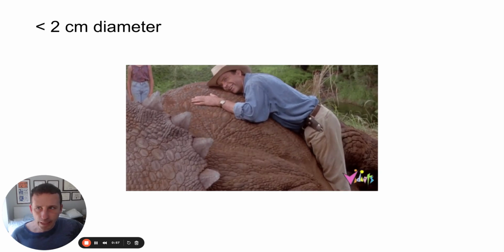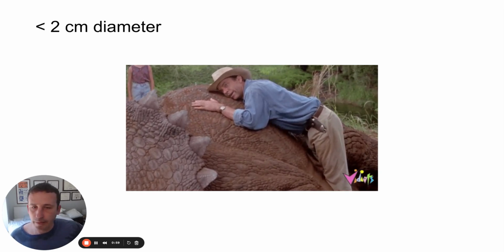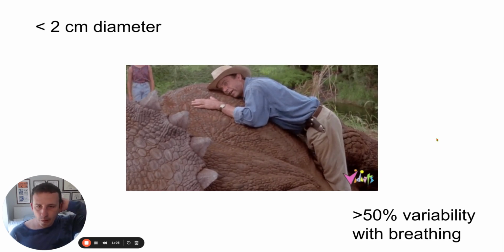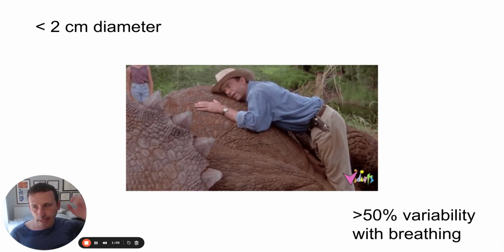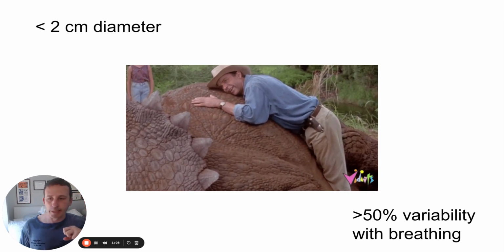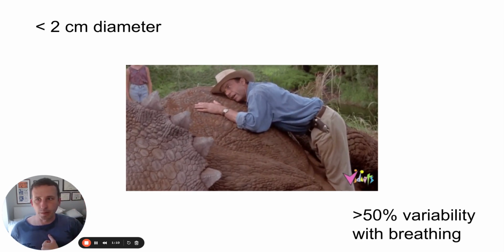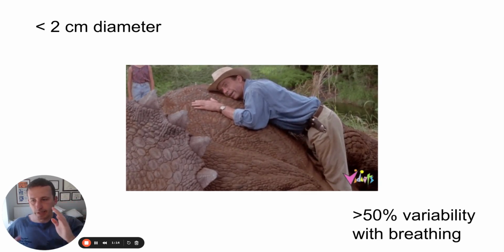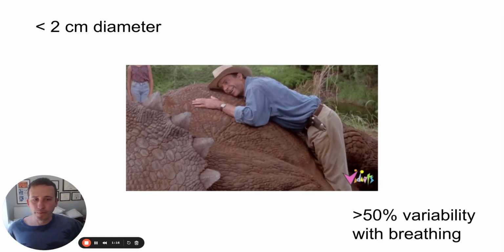The IVC is less than 2 centimeters in diameter normally, and it collapses by more than 50% with inspiration. When a patient breathes in, they drop the pressure inside the chest. They get that negative intrathoracic pressure that slurps blood up into the right atrium, and it causes the walls of the IVC to come together.